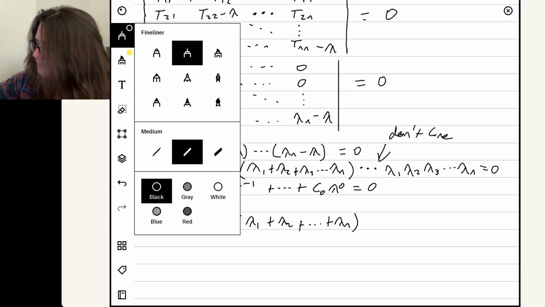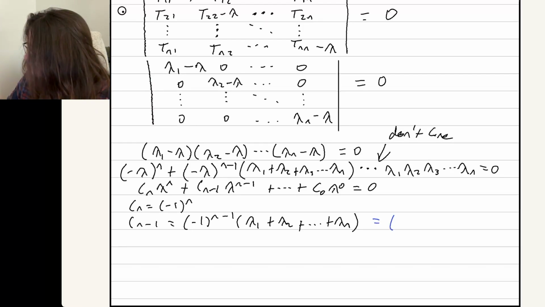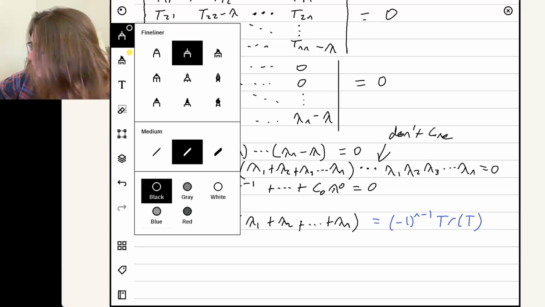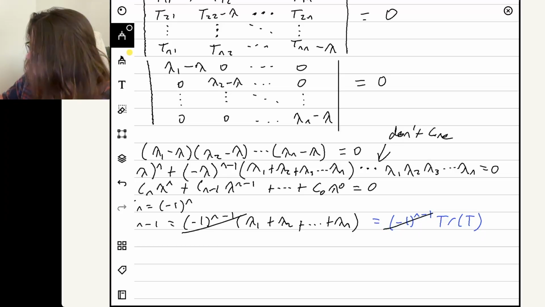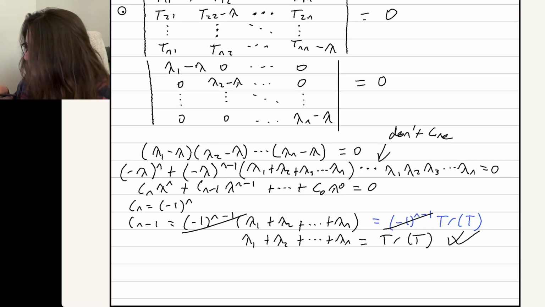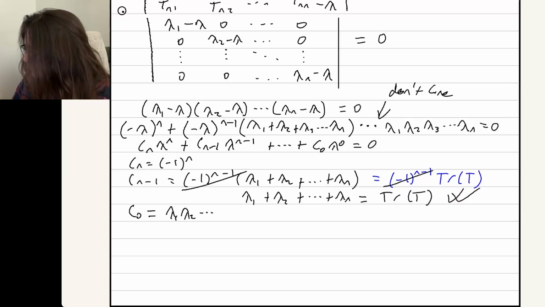And we know from theory from the last problem that C sub n minus 1 is always minus 1 to the n minus 1 times the trace of whatever matrix you're doing. So knowing that, we can cancel out the minus 1 terms on either side and see that lambda 1 plus lambda 2 plus dot dot dot plus lambda n is actually just equal to the trace of T. So we did prove that.